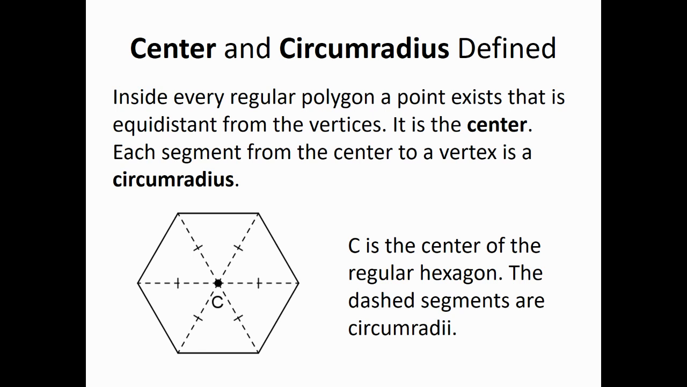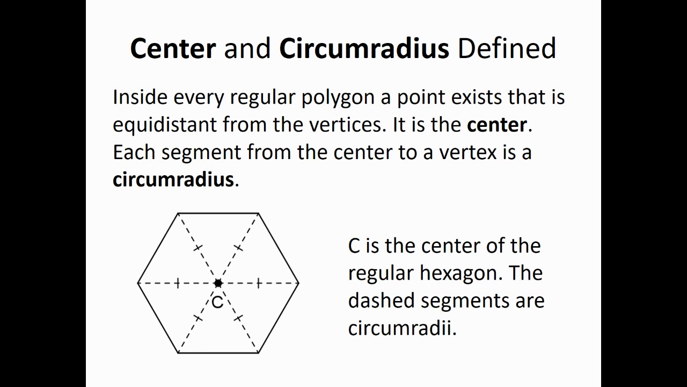All right, so let's say we have a regular polygon like the one you see in front of you. This is a regular hexagon, not that it particularly matters how many sides we've got. For every regular polygon, there is a point in its interior that is equidistant from the vertices. This point is called the center of the regular polygon, and each segment from the center out to a vertex is a circumradius. So in the regular hexagon you see in front of you, the center point is C.